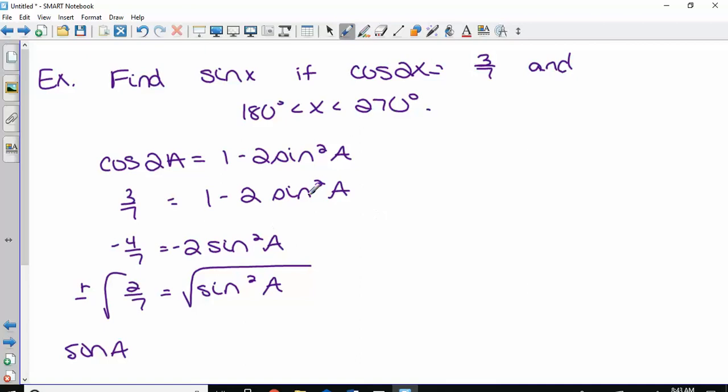If x is between 180 and 270, what quadrant is that? Is sine positive or negative in the third? Negative. This is square root of 2 over square root of 7. Get the radical off the bottom, so that's negative square root of 14 over 7.